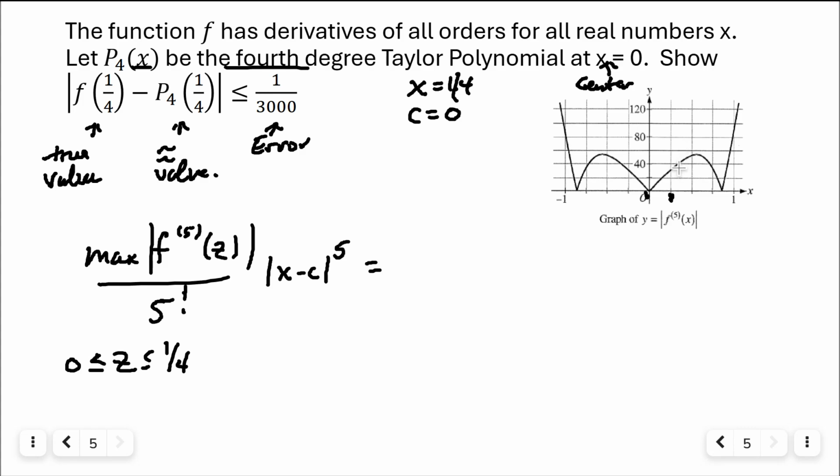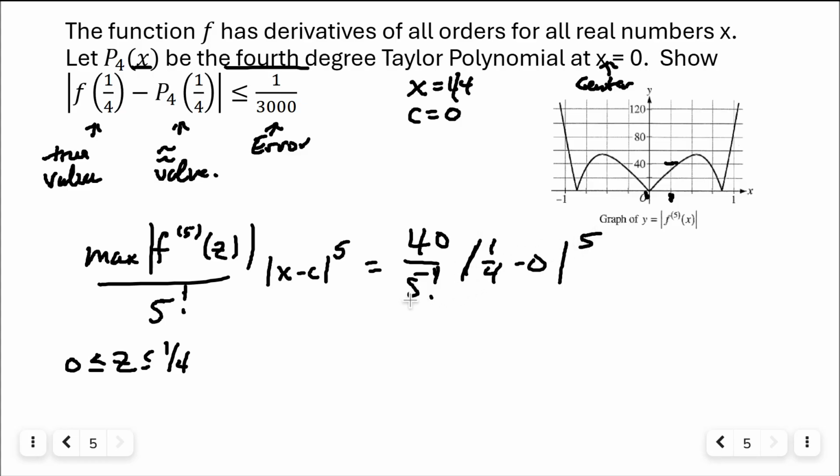So I know this is somewhere in the 30s, I would guess, somewhere between 20 and 40, but I know that this thing doesn't get above 40. There's no doubt, right? This number is definitely below 40. So I'm going to use 40 for the max over 5 factorial. So that's going to be 1/4 minus 0 to the 5th.